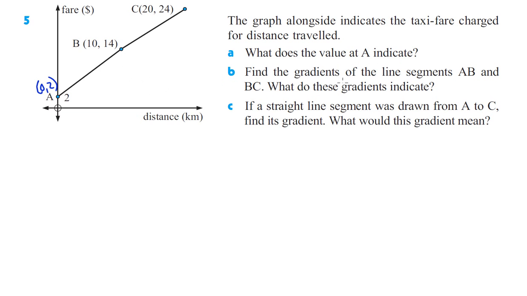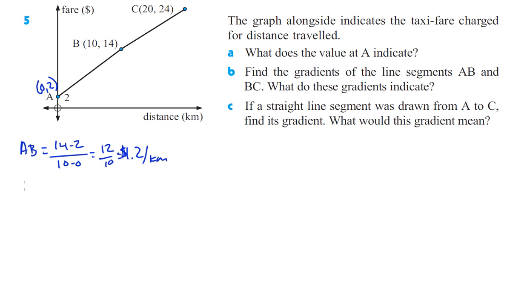Okay, find the slopes of the line segments AB and BC. What do they indicate? So let's find AB. Right, so this is the slope of AB. We've got 14 minus 2 over 10 minus 0. So that gives us 12 tenths, which is 1.2. And again, that's going to be $1.2 per kilometer. Okay, so what do the gradients indicate? So it's $1.2 per kilometer for the first 10 kilometers.